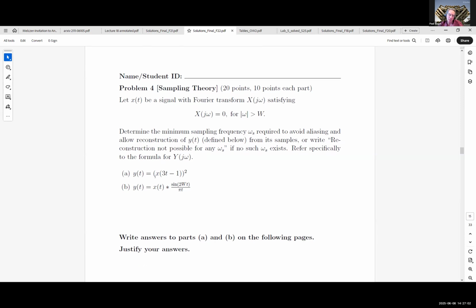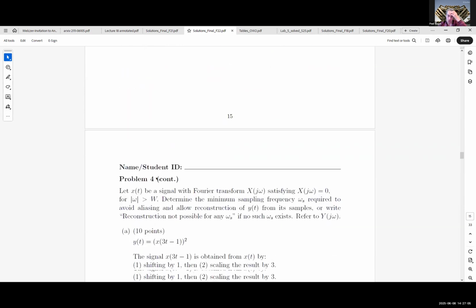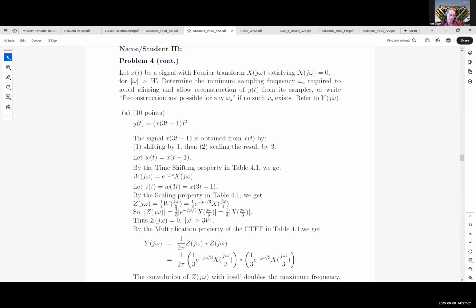The first one was y of t is x of 3t minus 1, squared. So this involves several operations. First you're transforming the time variable, and then you're squaring the signal. Looking at the part that transforms the time variable, x of 3t minus 1, that means you shift by 1 and then scale by 3. That's x of at minus b, so you shift by b and scale by a. Shift by 1 and scale by 3.